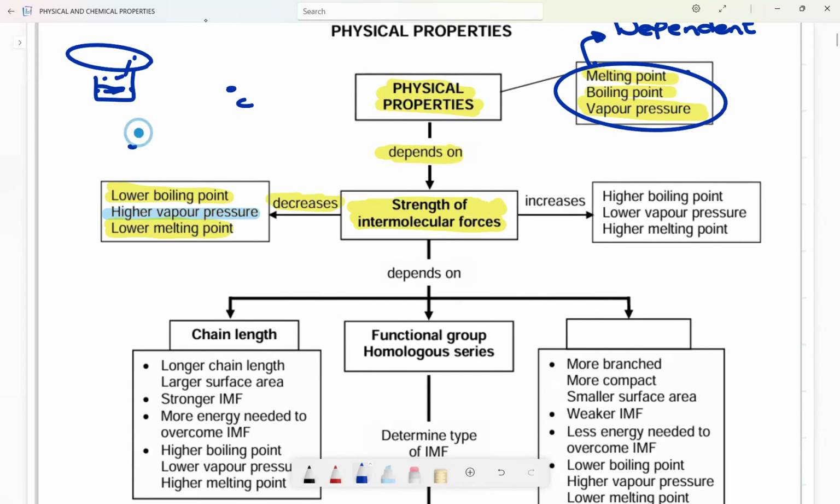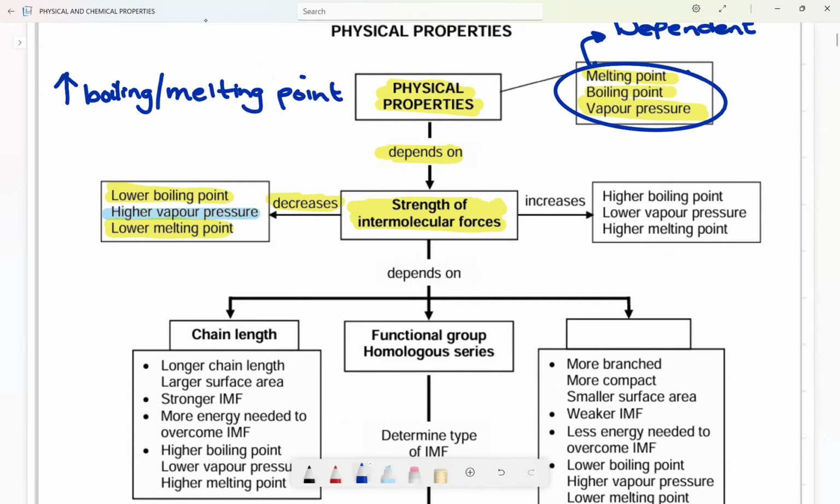Now, I do not want to say vapor pressure is inversely proportional to melting point or boiling point, but for the purpose of explanation, I'll say the higher the boiling or melting point, the lower the vapor pressure. Vice versa.